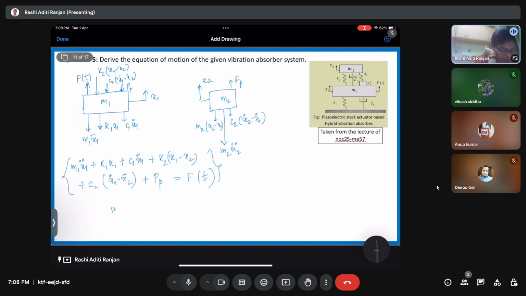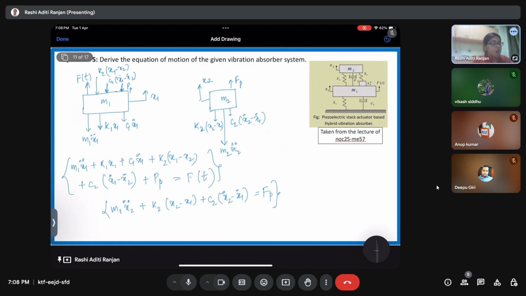And similarly, I'm going to have a second equation, which is M2 X2 double dot plus, okay, sorry, I've written M here, it should be K. This is going to be my second equation.